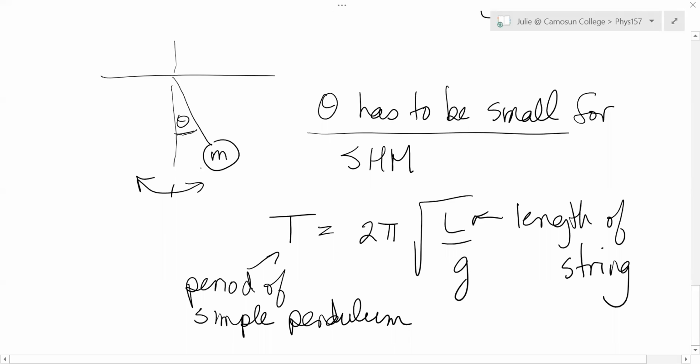And so it doesn't matter how far, as long as you stay within theta being small. If you pull it aside 5 degrees and let it swing or pull it aside 10 degrees, it's going to have the same period. So the period only depends on how long the string is. Okay, that's pretty well all you need for that chapter.